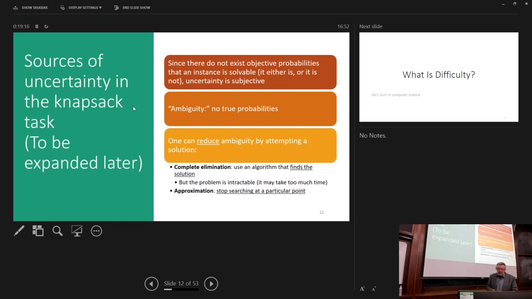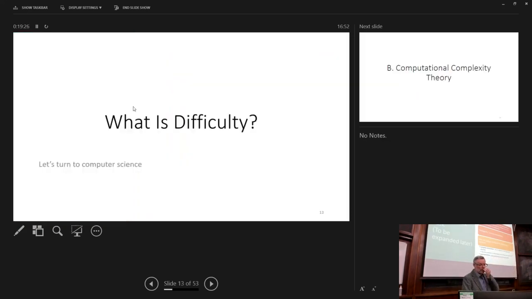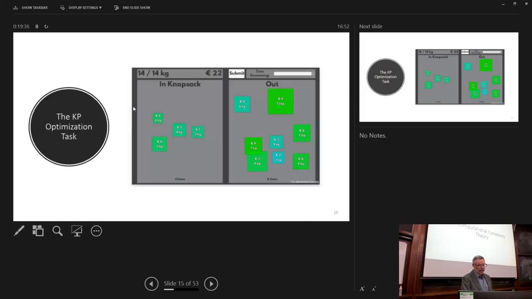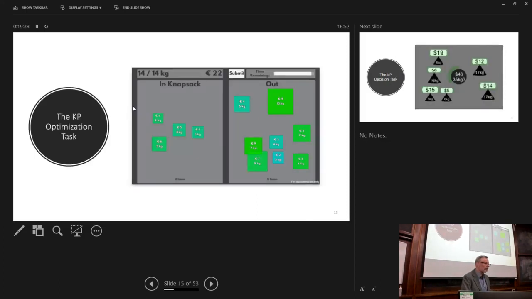And it turns out these computer scientists, the theory guys, not the machine learning guys, have actually worked on this. And that's what I'm going to bring in here. So the question is, what is difficulty? Let's turn to computer science. This is part of computer science called computational complexity theory. And first I have to introduce the problems in a more abstract way.